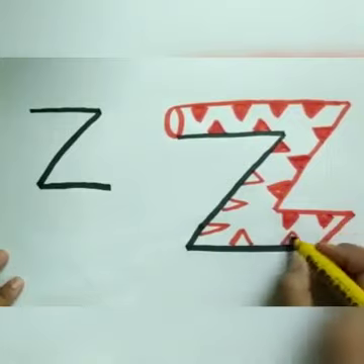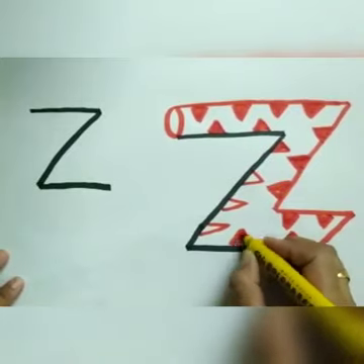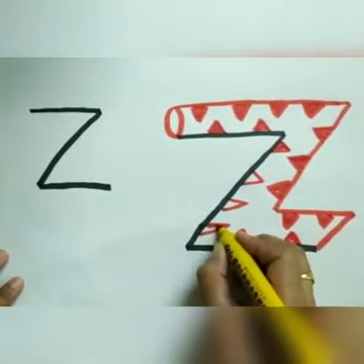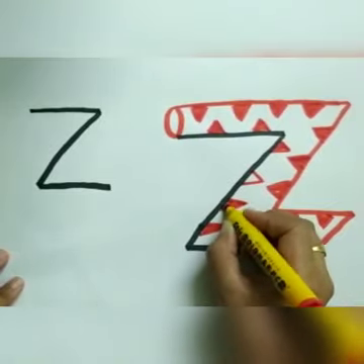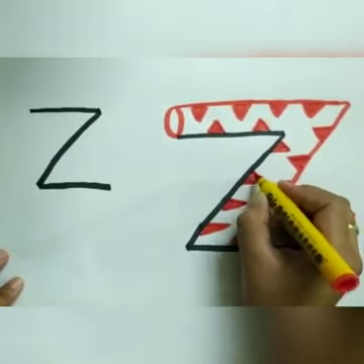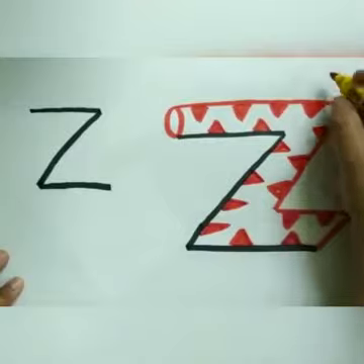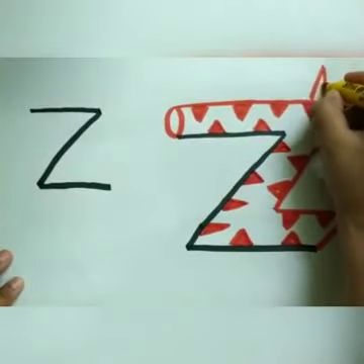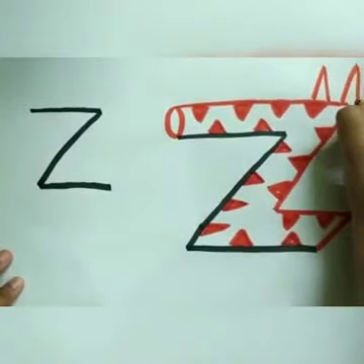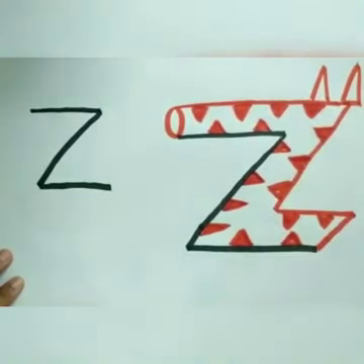Now this is looking good. Yes, like this. Try to fill these also. Yes. Now it is done. Now I am making two big triangles here. One is here, and one is here like this. This is your zebra ready.